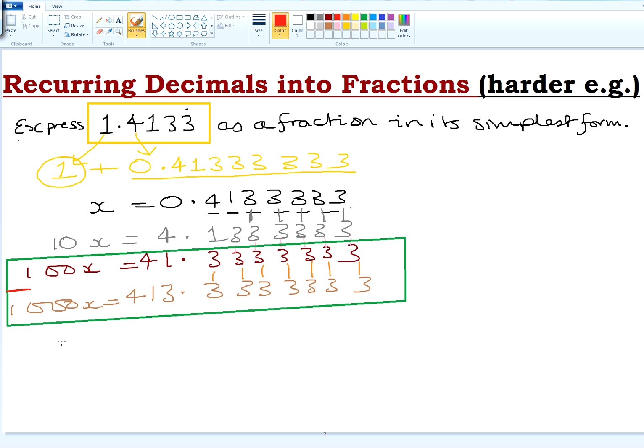So now we're not doing between 100x and x or 1000x and x. We are subtracting between these two, and which ones match. So we say 1000x minus, remember we were subtracting upwards, 1000x minus 100x will give us what? 900x. Even though it's written on top, that's not a problem.